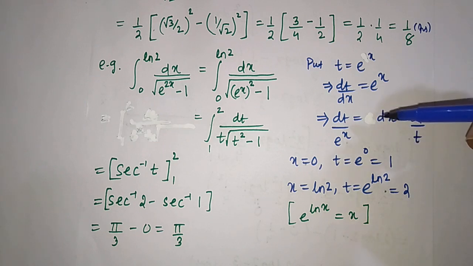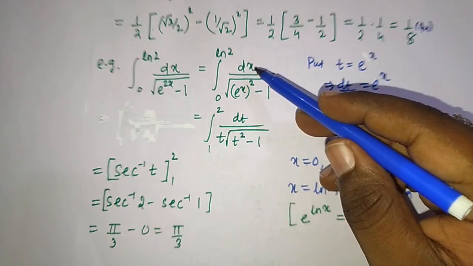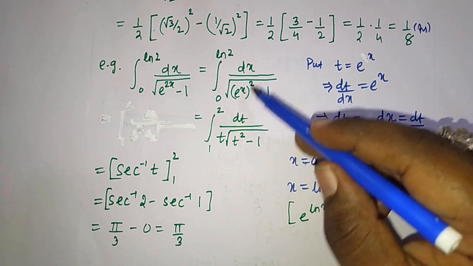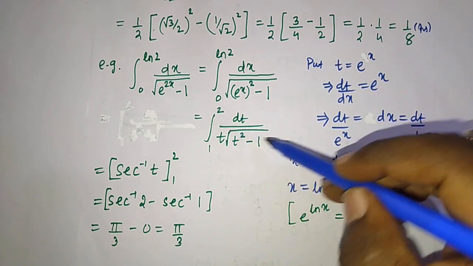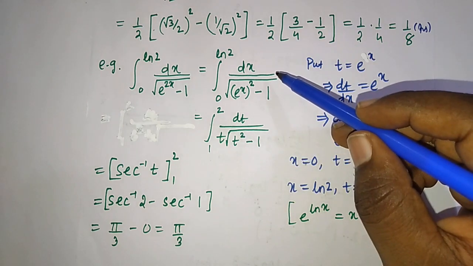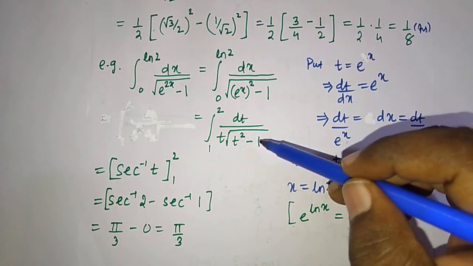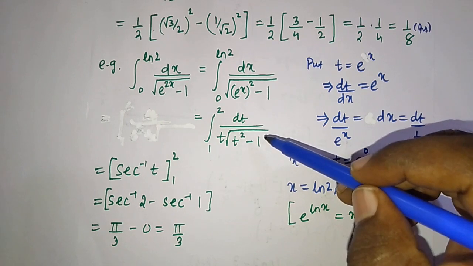Okay, so we will put dt by t in place of dx. So here I have written dt by t in place of dx, and I have put t in place of e to the power x. So I have got dt divided by t into root over of t square minus 1. Okay, here you see we have changed this whole format into t form. Here the function is in x form, here the function is in t form.